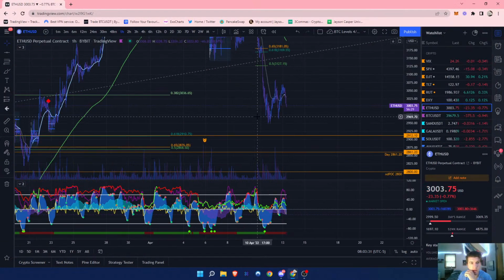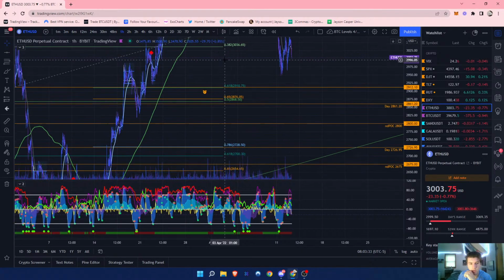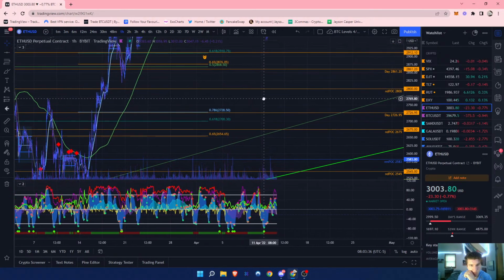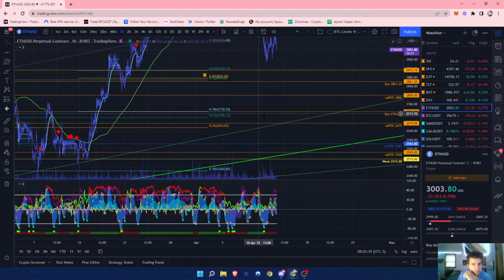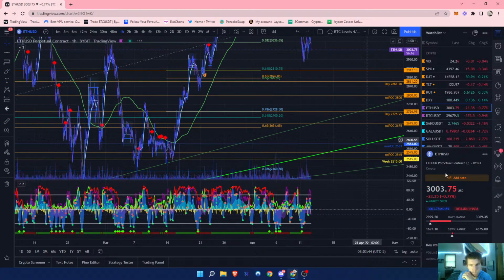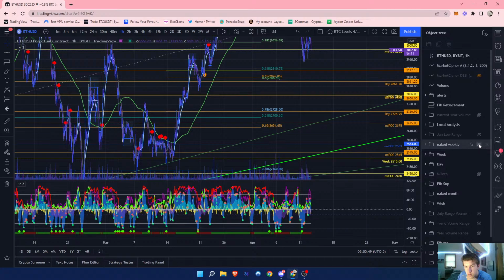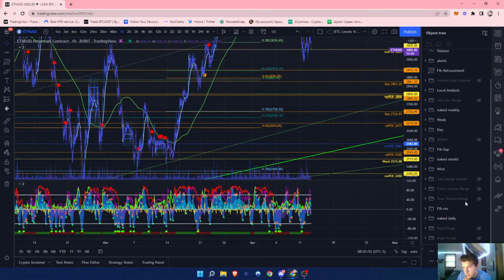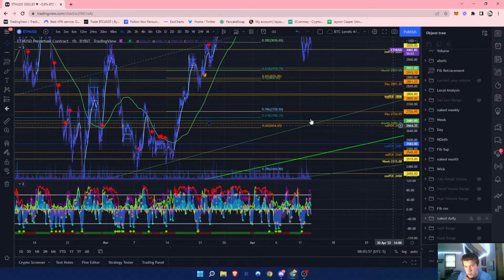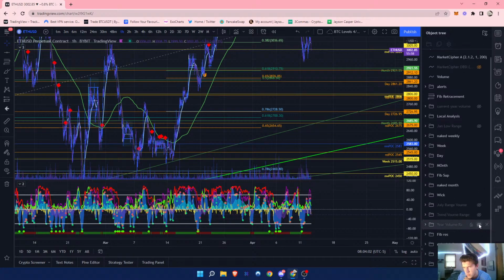Alright. Another one I could look at. Definitely be a swing is this major golden pocket right here. Let me actually turn on more levels. Oh, there's a naked weekly point of control. Okay. This would be a nice one. Naked monthly point of control right there.